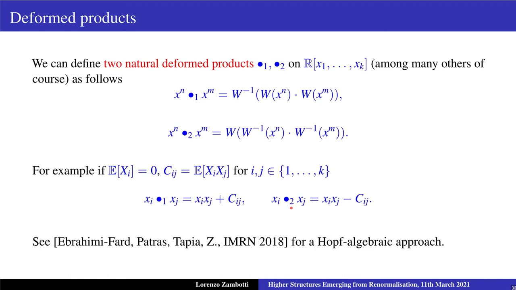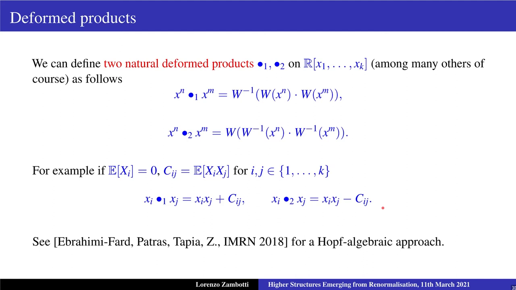This map allows us to define some deformed products on polynomials. So you have two possible choices. One is to compute the W, take the standard product, and then take the inverse of W, or vice versa: first you invert, you multiply, and then you use W. So for example, the first gives you on x_i times x_j the sum with the covariance, while the second you subtract the covariance. All this is quite simple. We have written a paper with Kourouche, Frédéric, and Nicolas on a Hopf algebraic approach to all this, etc.